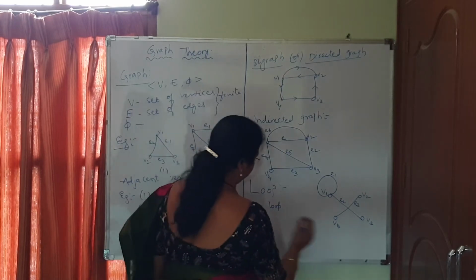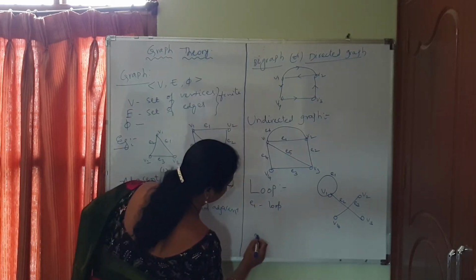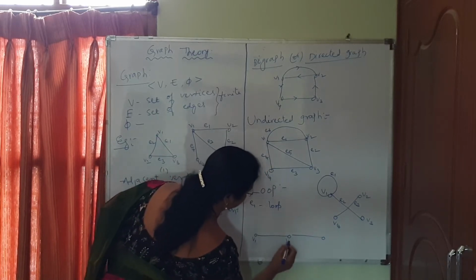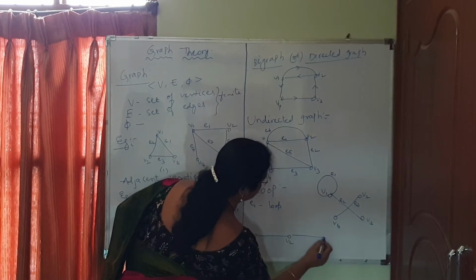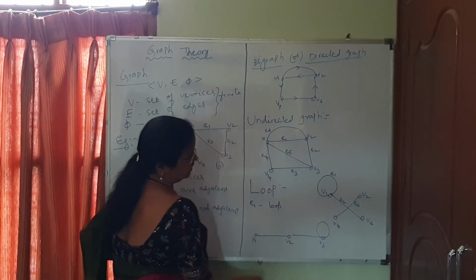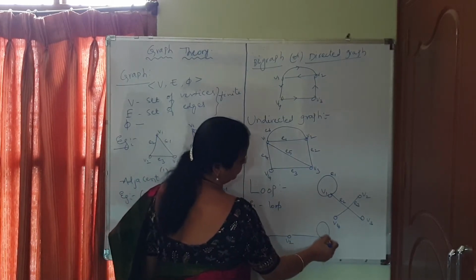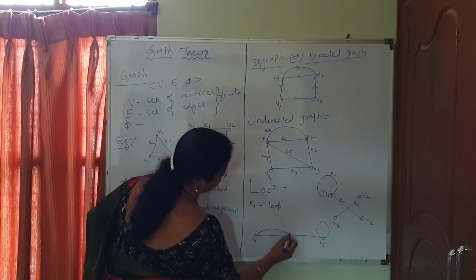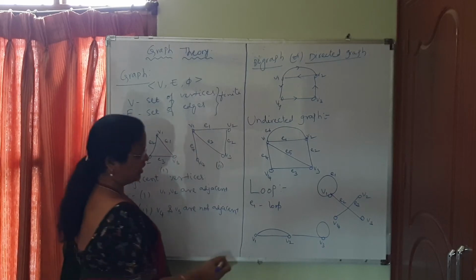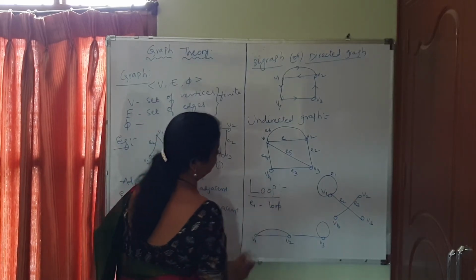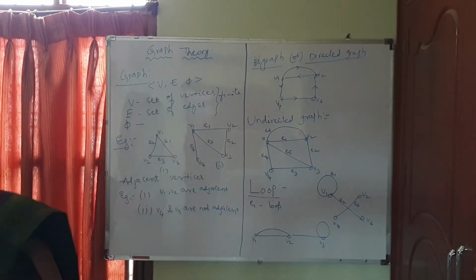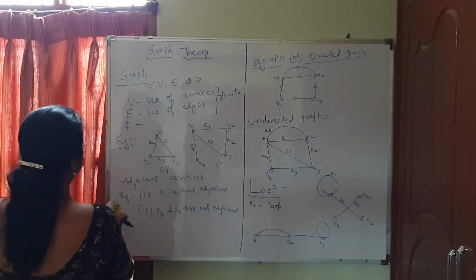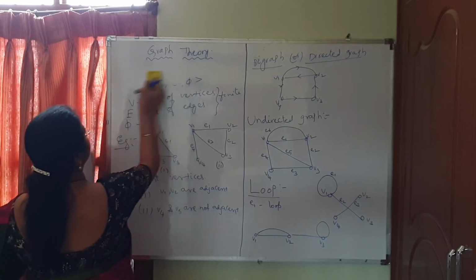Next, another example, if we want, you can have another example like this: V1, V2, V3, and if you have an edge from the vertex V3 to the vertex V3 itself, then we call that a loop. Okay, so this is the definition of a loop. Next, I will tell you the definition of a multigraph.